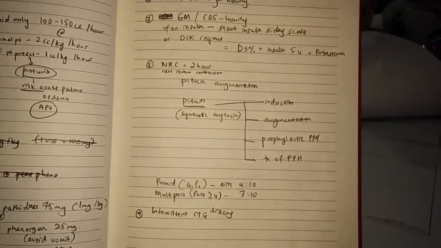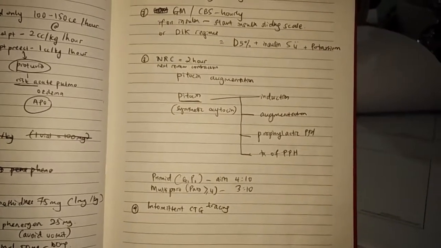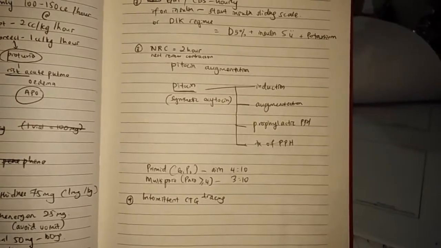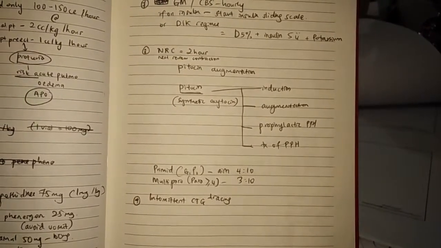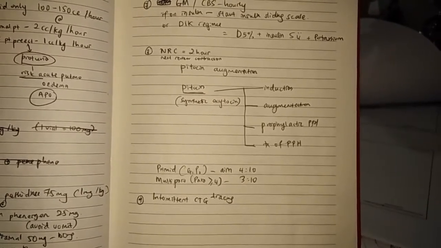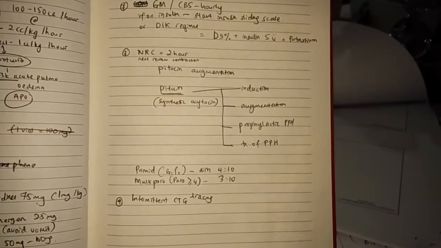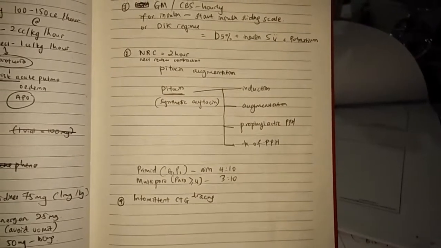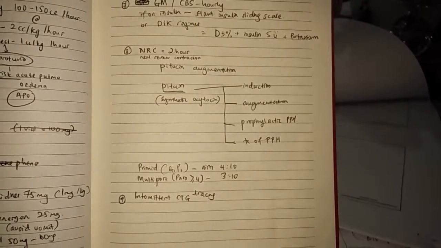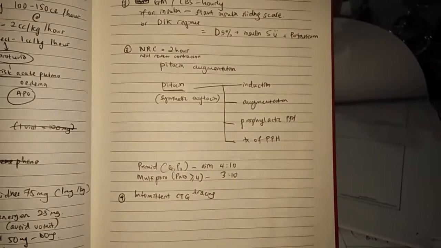Next, we should review contraction every 2 hours to monitor the pitocin augmentation. We aim, in primigravida, 4 in 10. Multigravida, we aim 3 in 10. Just extra about pitocin. Pitocin is a synthetic oxytocin. It is used for induction, augmentation, prophylaxis of postpartum hemorrhage, and treatment of postpartum hemorrhage.